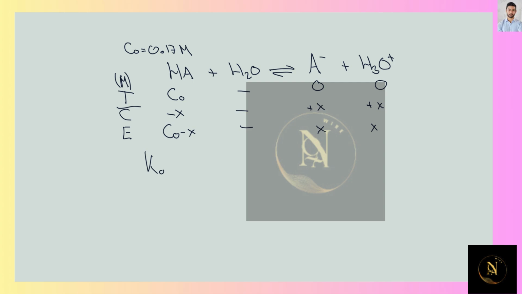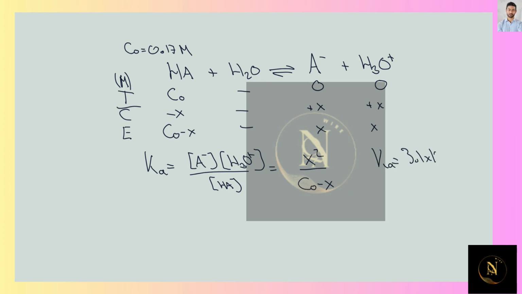And if you remember, the definition for Ka is the concentration of A minus times the concentration of H3O+ divided by the concentration of HA. And if we replace the values, this becomes x squared divided by C0 minus x. Now we're given that the Ka for this weak acid is 3.1 times 10 to the minus 6. That implies that the value for x is going to be small. So we can approximate that C0 minus x is going to be close to C0.